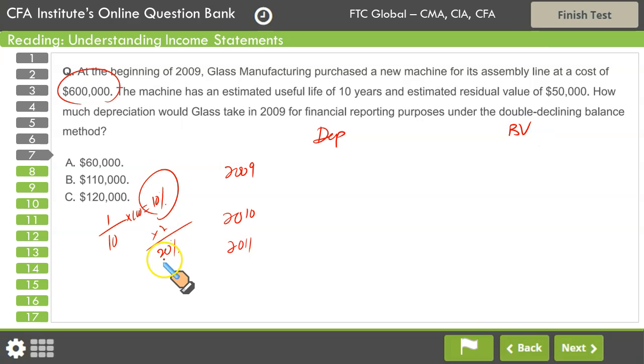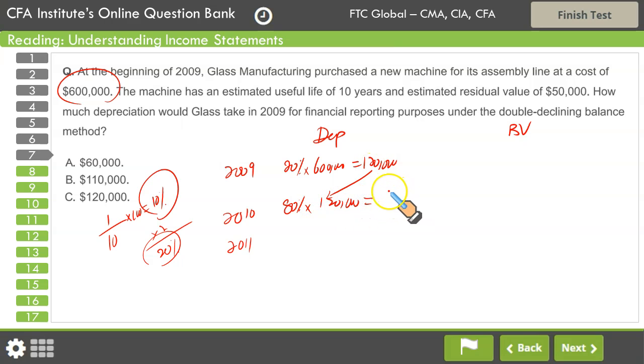First year depreciation, we have the rate 20% of $600,000. So the depreciation for the first year is going to be 120. Now what will be the depreciation for the next year? 100 less 20, 80%. You simply take 80% of this number. This will give you the depreciation for the second year straight away, $96,000.